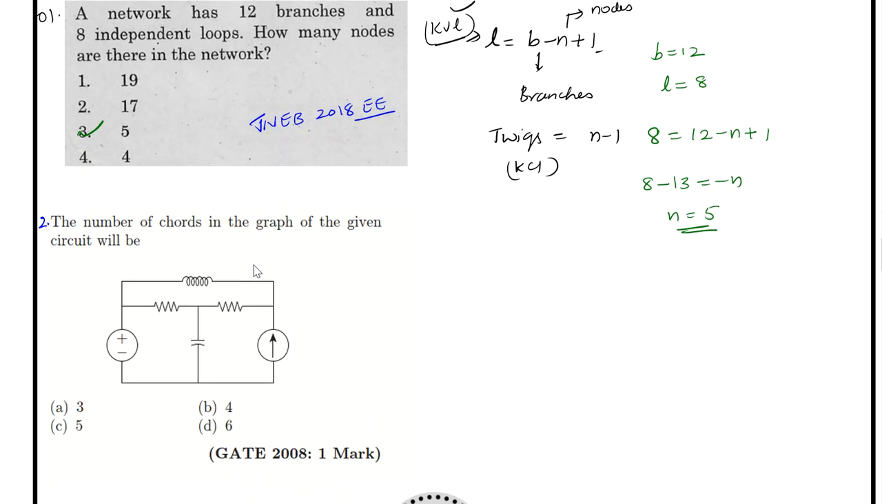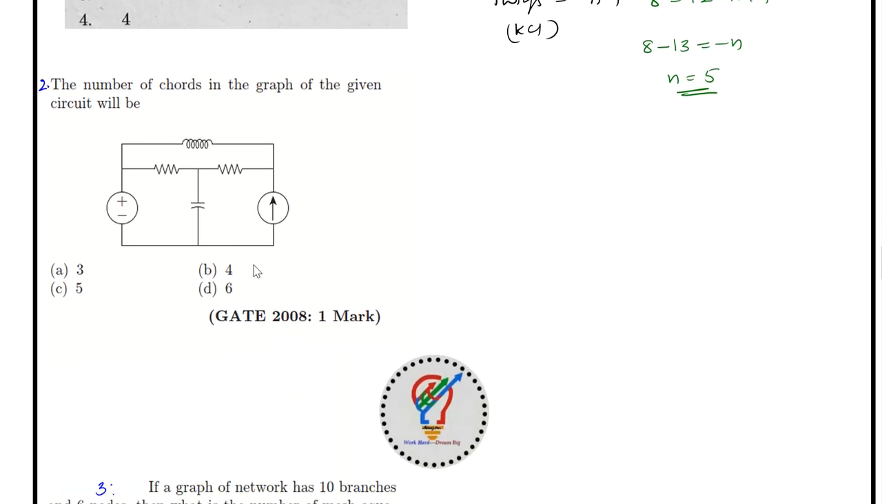This is a GATE 1 mark question. The number of chords in the given graph is equal to the number of loops, that is, the number of loop equations. So L is equal to B minus n plus 1. As we discussed, B is the number of branches, and N is the number of nodes where two or more elements are connected.